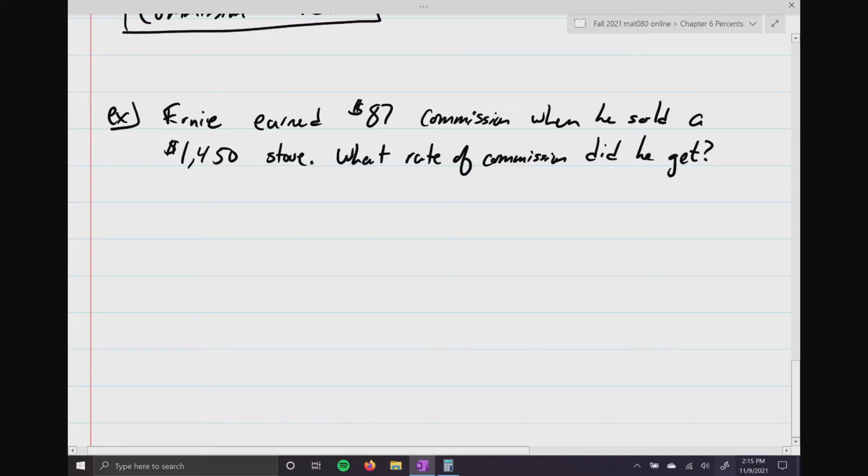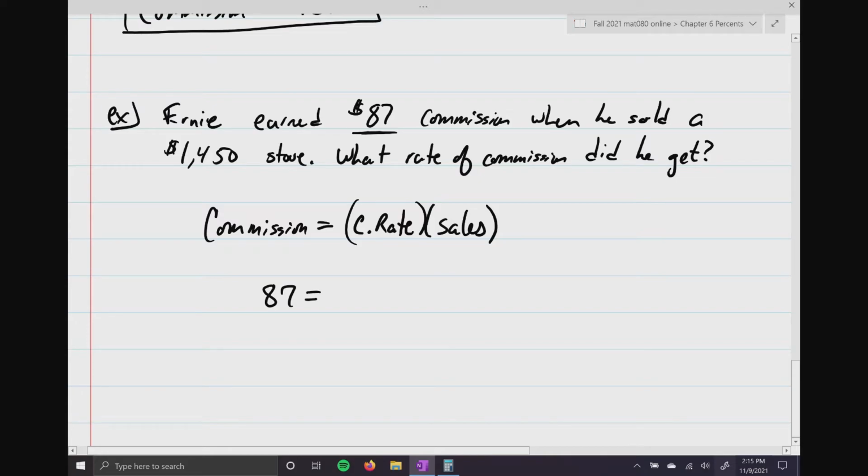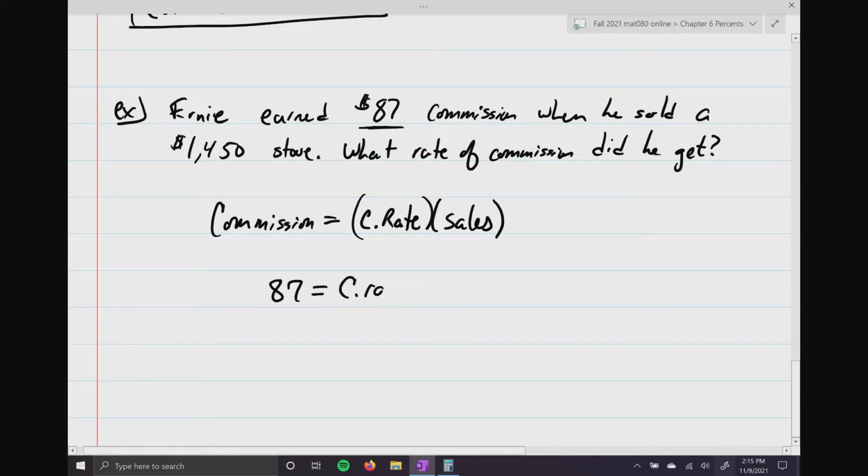Okay, so in this situation, we know our commission is going to equal the commission rate, so I'm just going to put C rate times the sales. Here, we know how much commission Ernie got. It was $87. What we don't know is the commission rate, because we know the stove was $1,450.